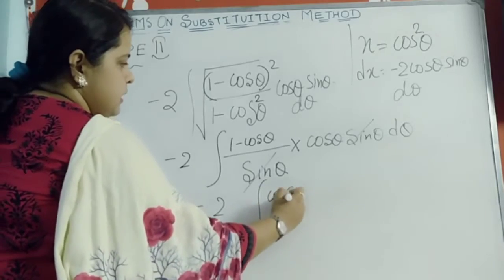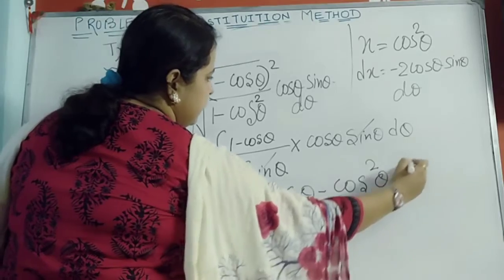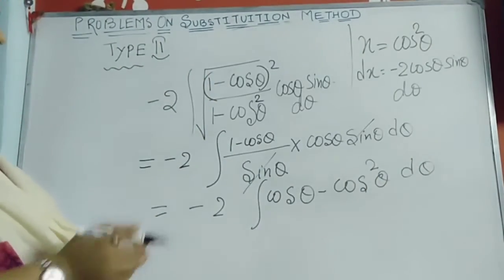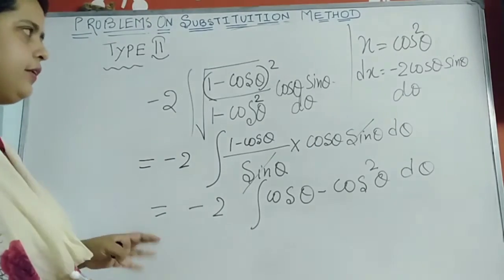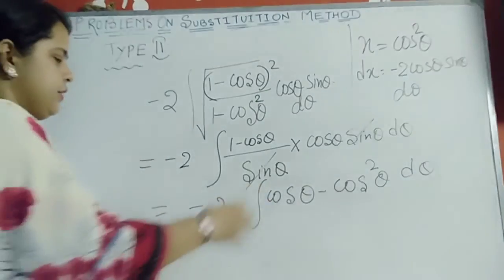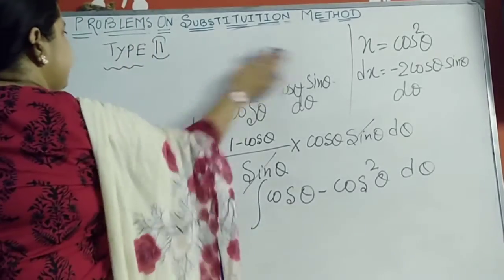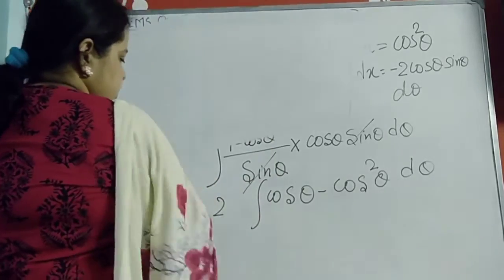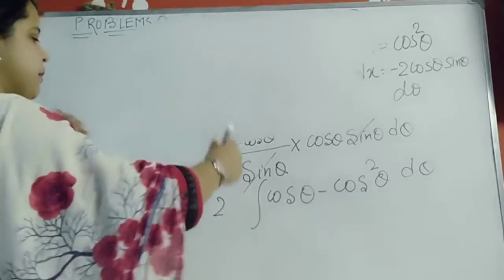So it is cos theta minus cos square theta, d theta, and we can separately integrate them. So I'm going to do the same here. I will integrate this one separately and this part separately. So rewriting this part up to what we have achieved, I'm going to write this.